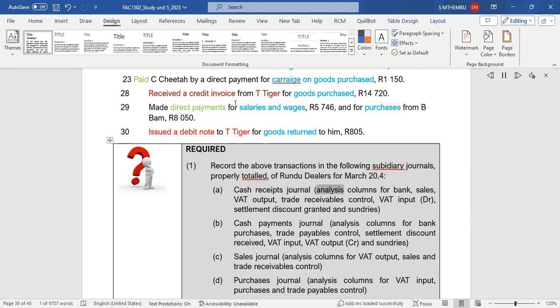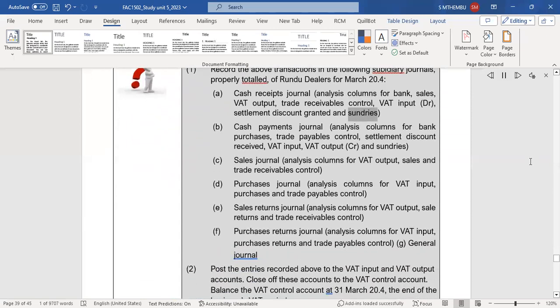Cash Receipts Journal, analysis columns for Bank, Sales, VAT Output, Trade Receivables Control, VAT Input, DR, Settlement Discount Granted and Sundries. Cash Payments Journal, analysis columns for Bank, Purchases, Trade Payables Control, Settlement Discount Received, VAT Input, VAT Output, CR, and Sundries. Sales Journal, analysis columns for VAT Output, Sales, and Trade Receivables Control.